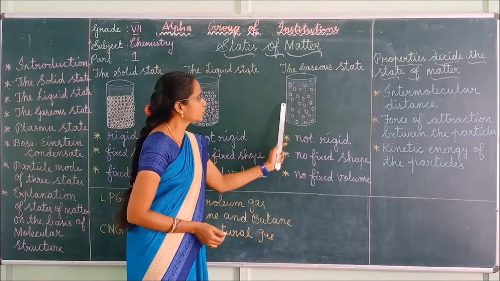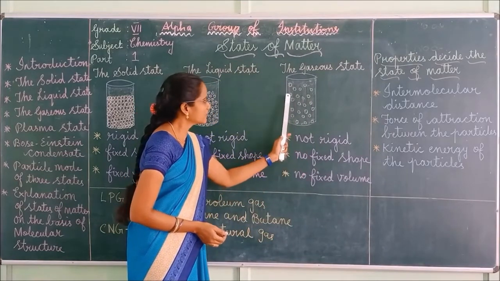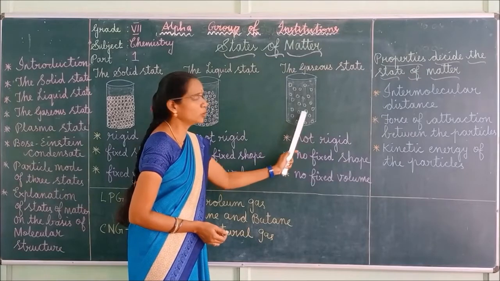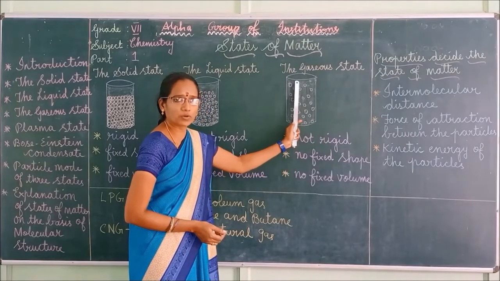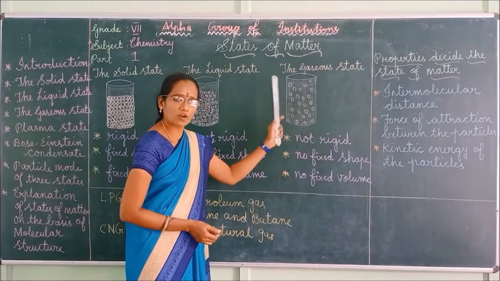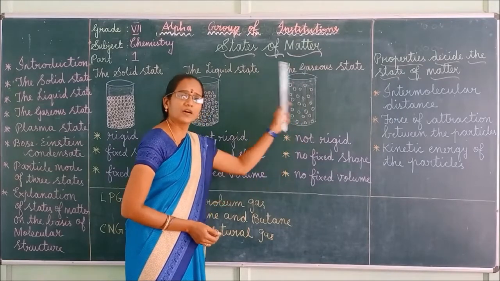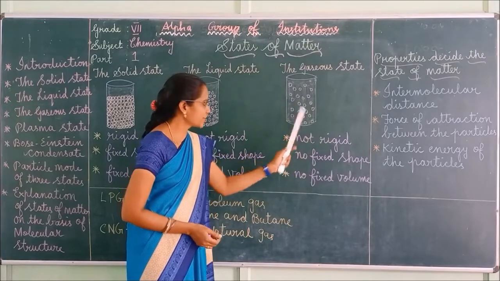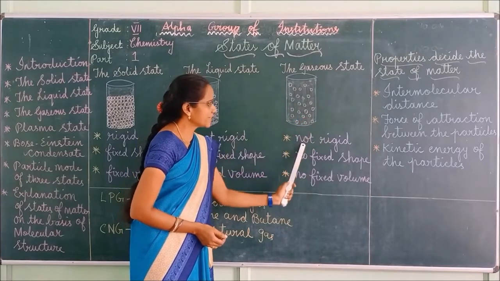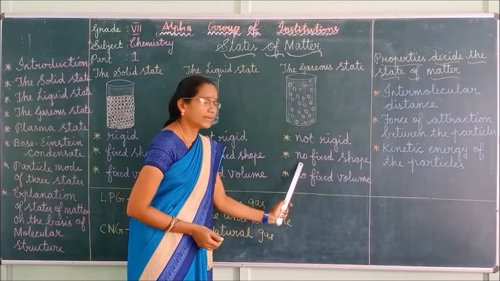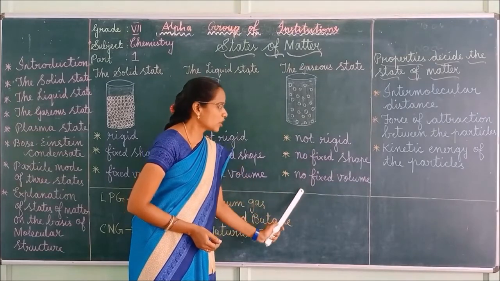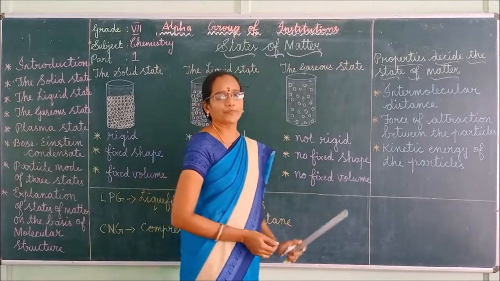See the molecules. This is a gaseous state. Molecules are very loosely packed, so the gas occupies the whole area. Also, it has no fixed shape and volume. So in the gaseous state, it is not rigid in nature. It has no fixed shape, and also no fixed volume.